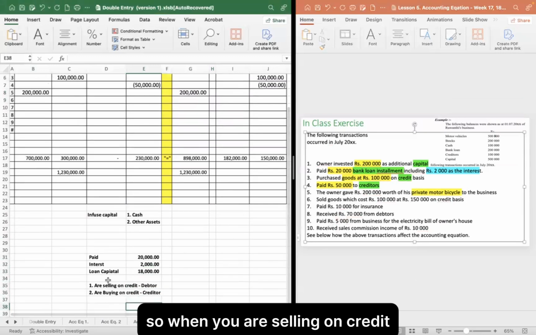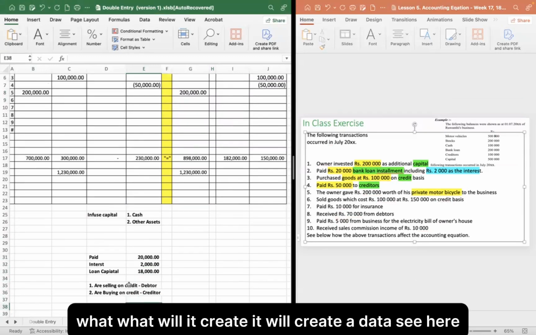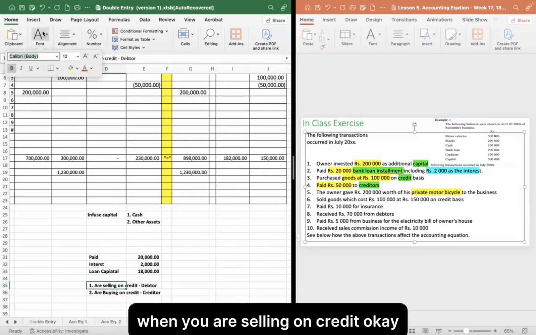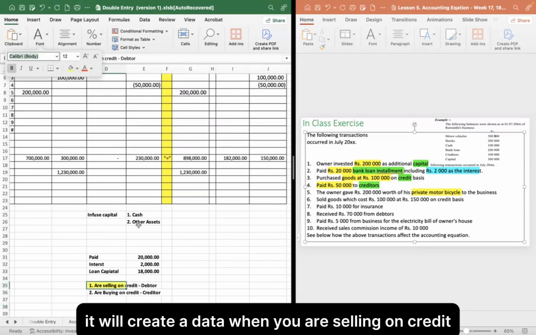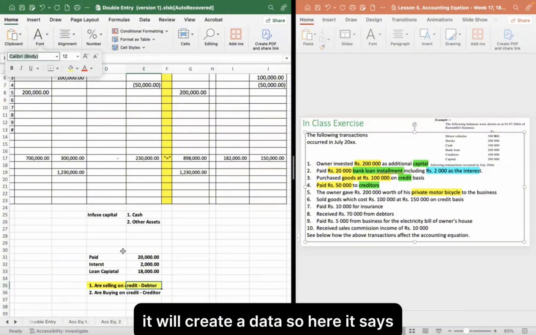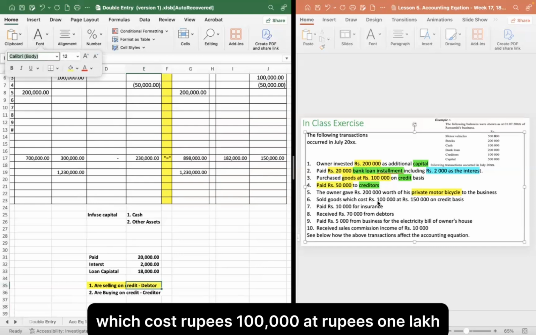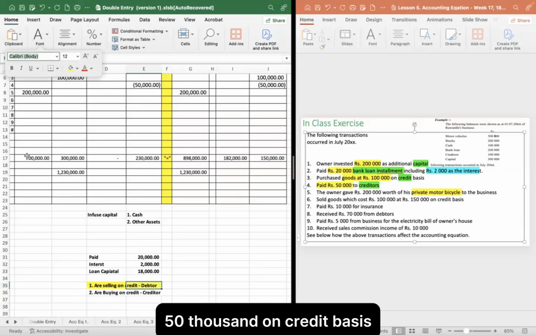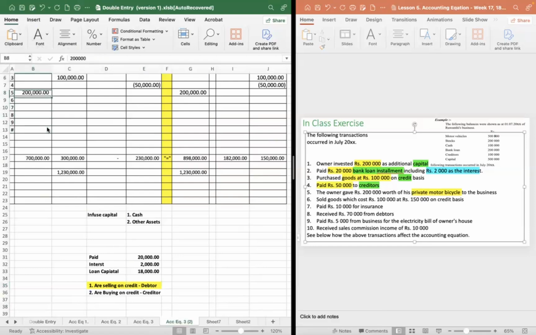So when you are selling on credit, what will it create? It will create a debtor. So here it says sold goods which cost rupees 100,000 at rupees 1,50,000 on credit basis. Let's do this the way we know.